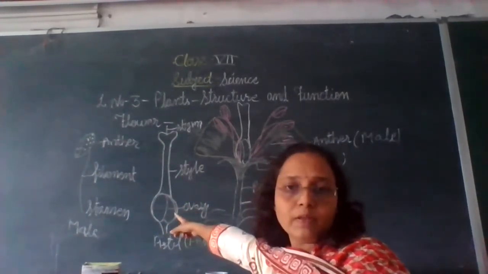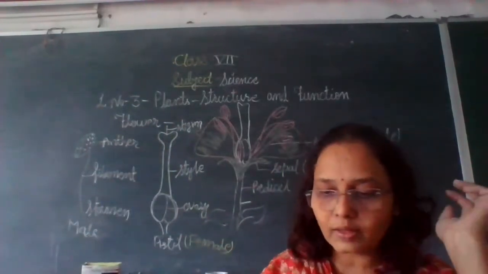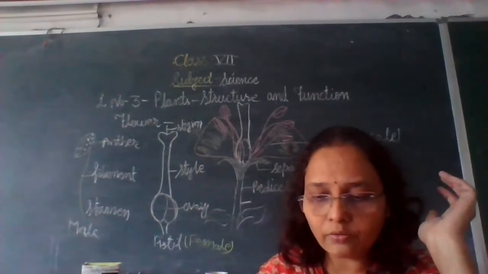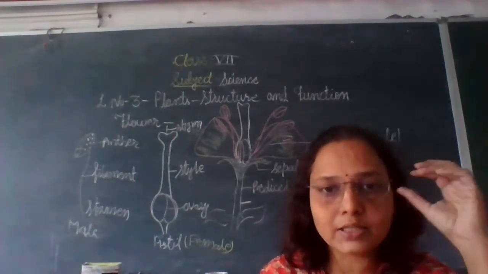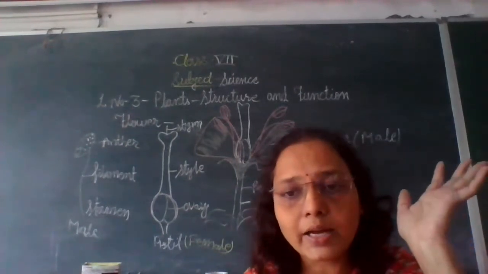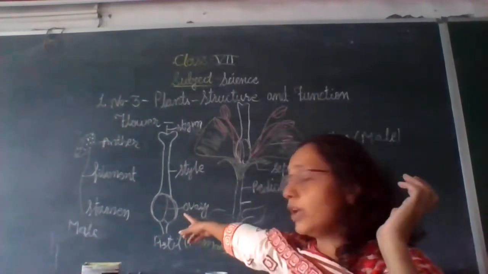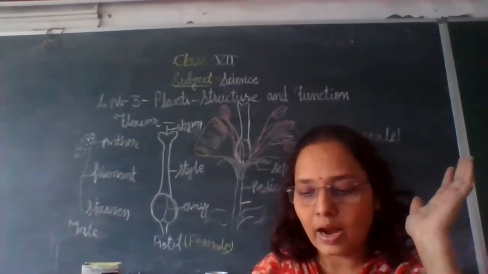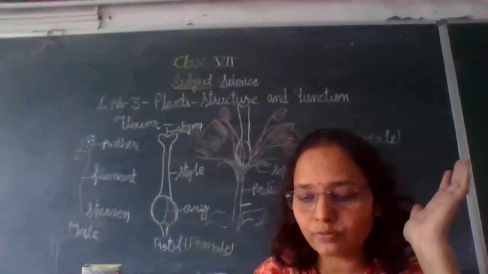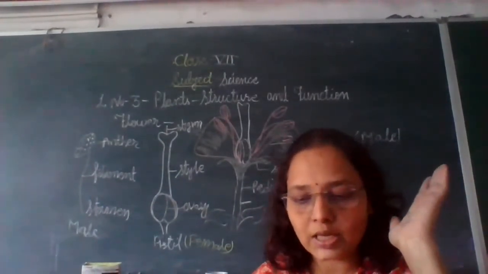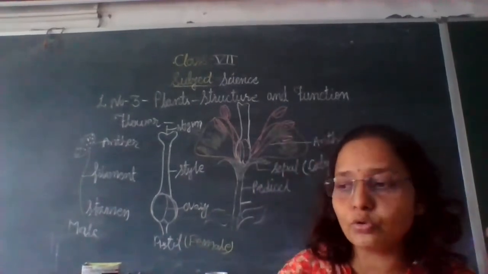See, the ovary is the basal portion, and the ovule is also called the egg cell. In the ovary, fertilization takes place, and then we have fertilized ovules. Inside the ovary, many ovules are present and the ovules form the seeds. Ovules form the seeds and the ovary develops into the fruit.